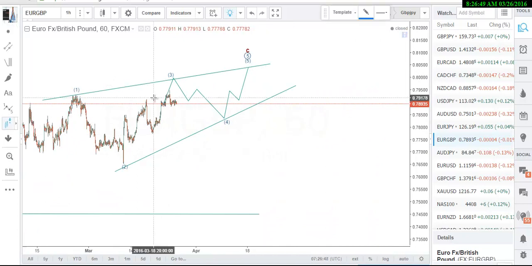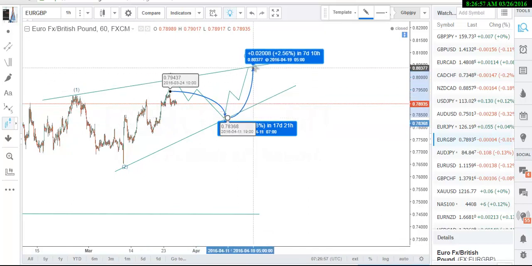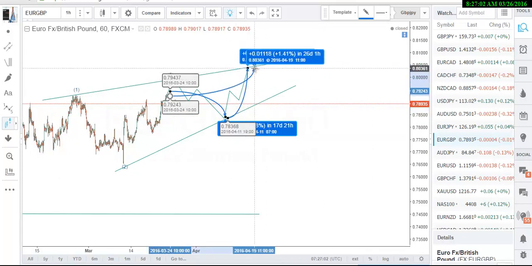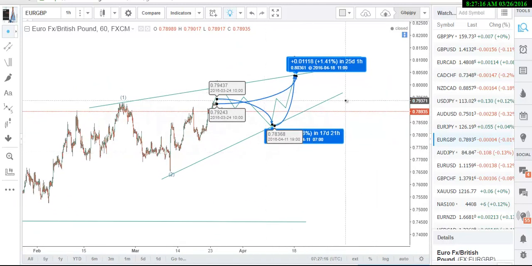So how long may this take? This one to here may take 17 days, and then from here to here maybe 4 days, so around 21 days, about 3 weeks' time. So in 3 weeks' time we could see Euro GBP completing. If Euro GBP is going to move this way, I mean an ending diagonal, that should take maybe 2-3 weeks before we will see the end of this. The diagonal may not be this long, it may be something smaller.